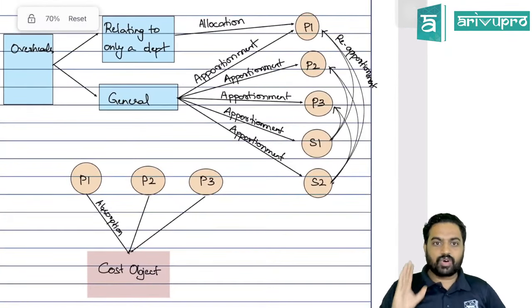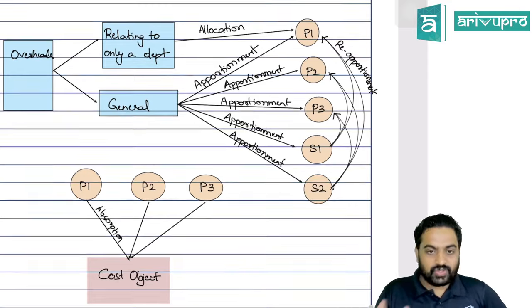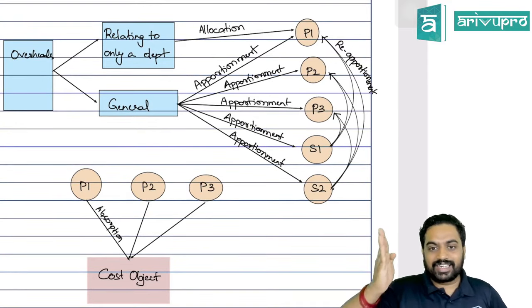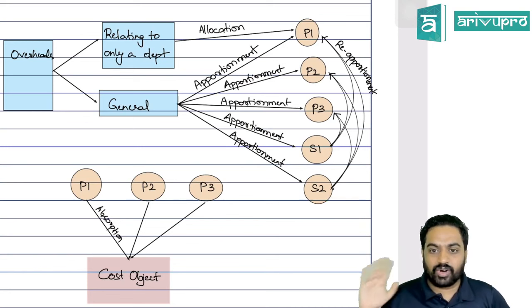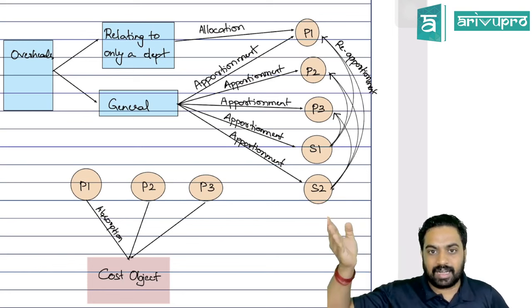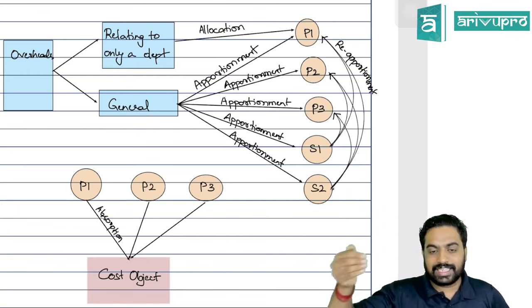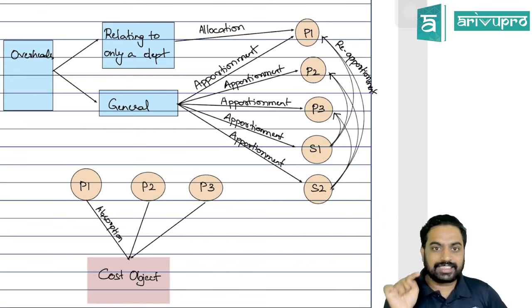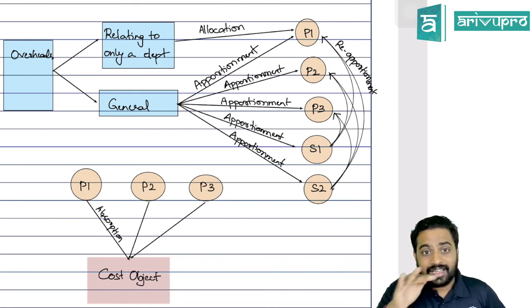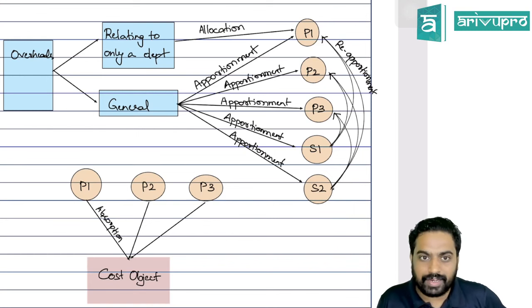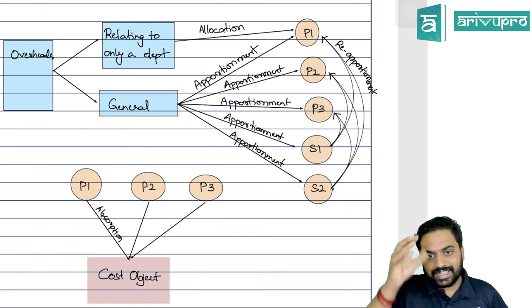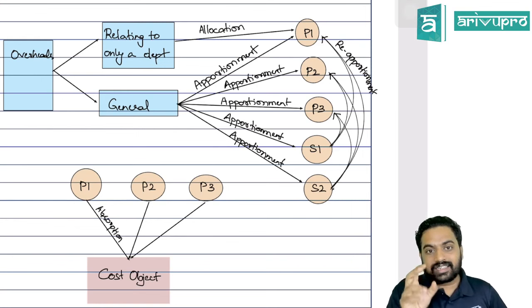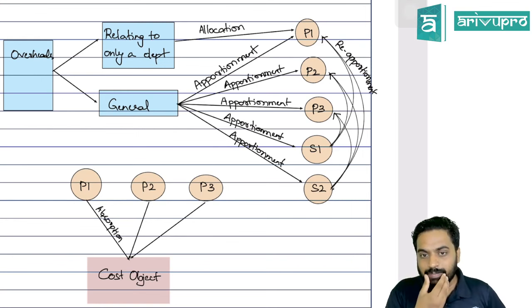See here, the whole process is there. So overhead relating only to a certain department, if it is only relating to a certain department, we are going to allocate it to that department. In our example, P1, P2, P3 are production departments, S1, S2 are service departments. As one expense is directly relating to P1, we have allocated it to P1. Whereas general expense, relating to all the departments, we have apportioned to each department.